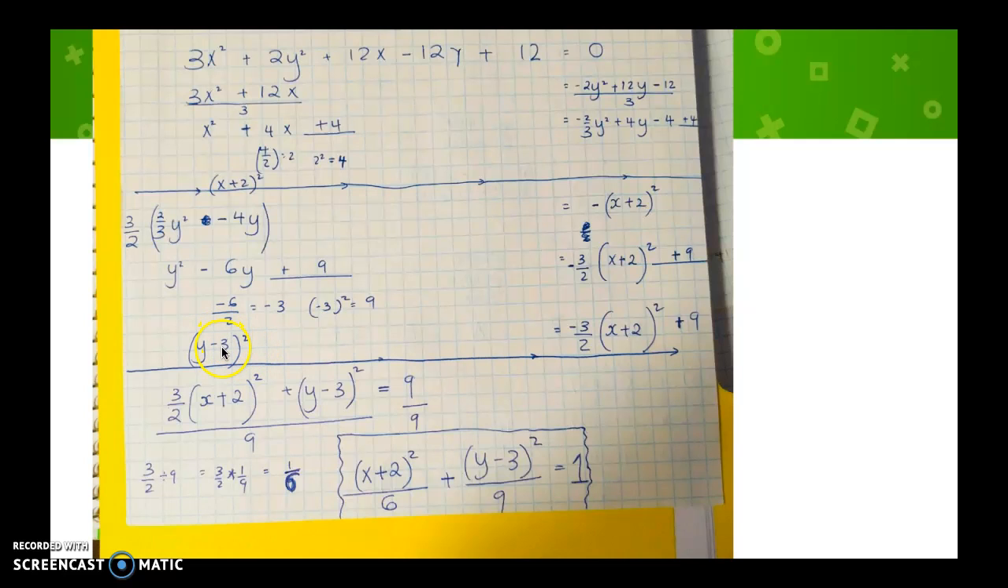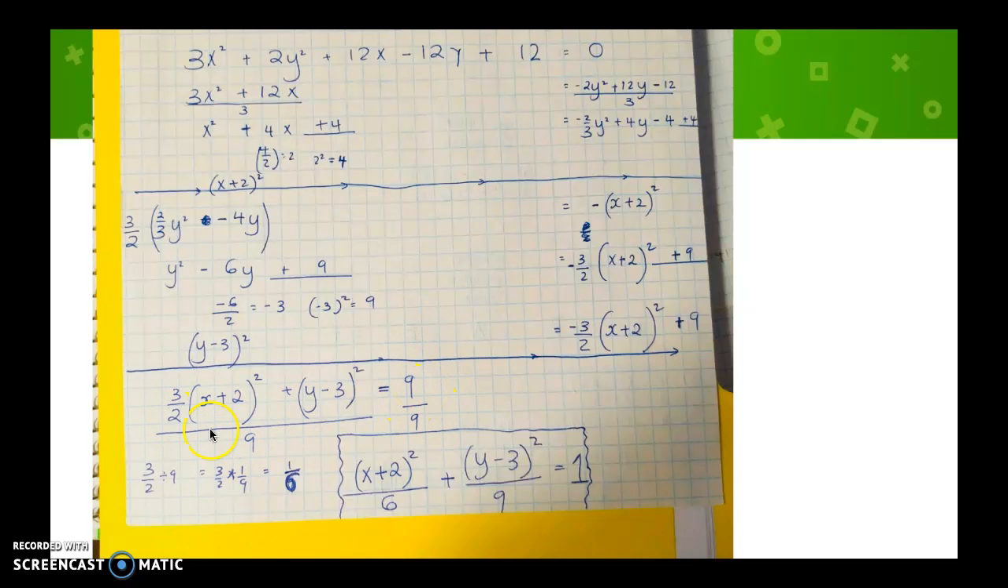And now that I have the square completed for the x and the y, I need to bring them together so that I can write the standard form of the equation of the ellipse. So I've got my x's and I've got my y's, but I note that the standard form has a 1 on the right side. That's why I divide both sides by 9 so that I can change the right side to a 1.